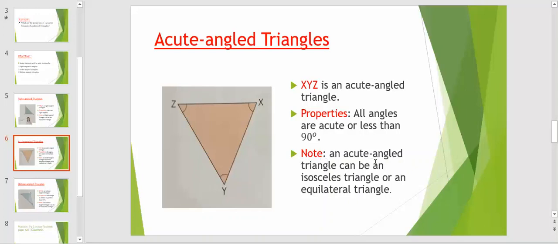An acute angle triangle can be an isosceles triangle or an equilateral triangle. Why? So when two sides are equal and two angles are equal, it will be an isosceles triangle. But when the three angles are equal and three sides are equal, it will be an equilateral triangle.